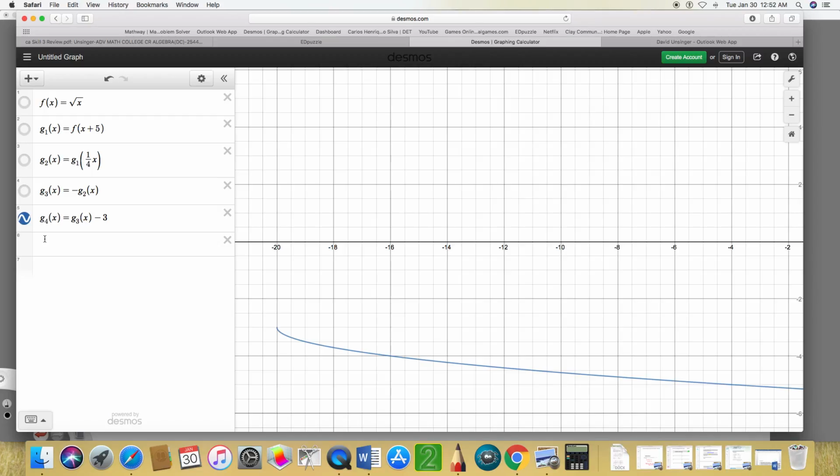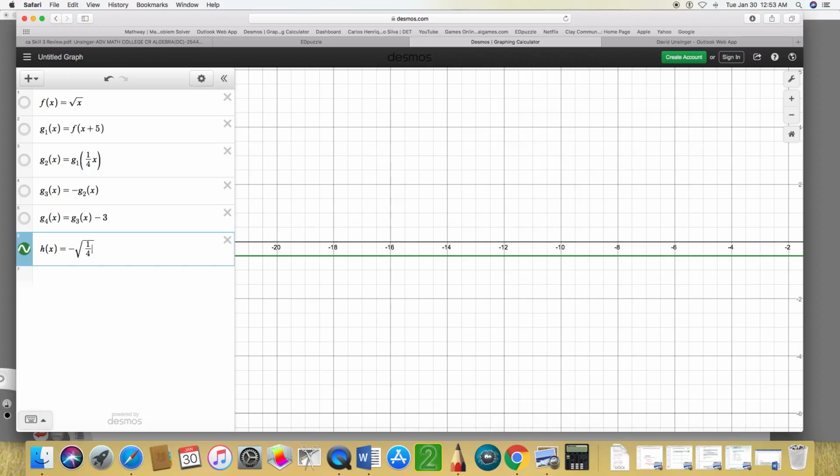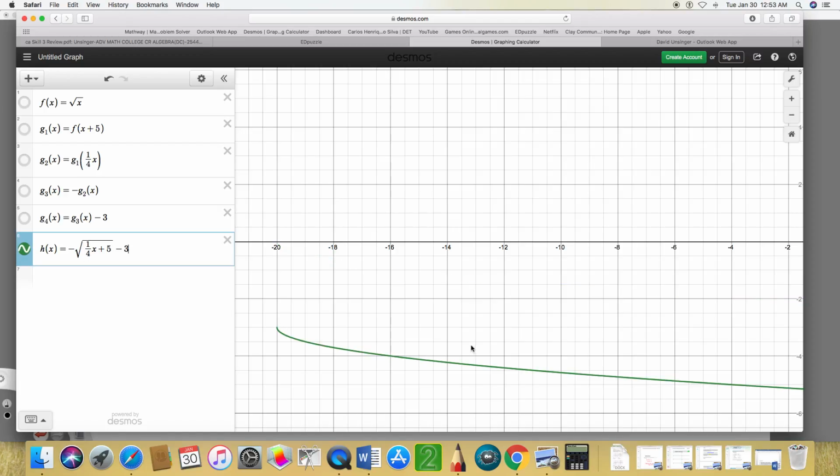All right, now I claim that that graph will be the same graph as our final answer was, which was negative square root of 1/4 x plus 5 minus 3. I claim that this green graph is the same as that blue one right there, and it is.